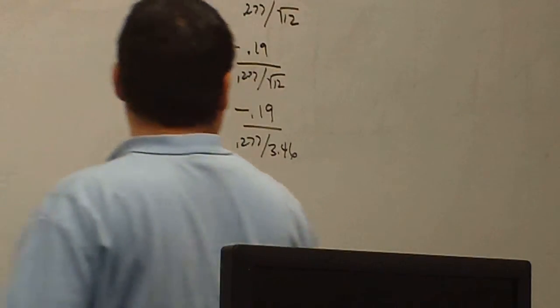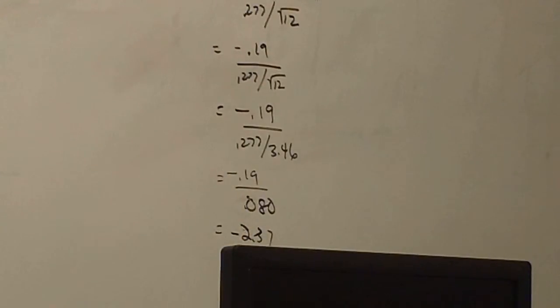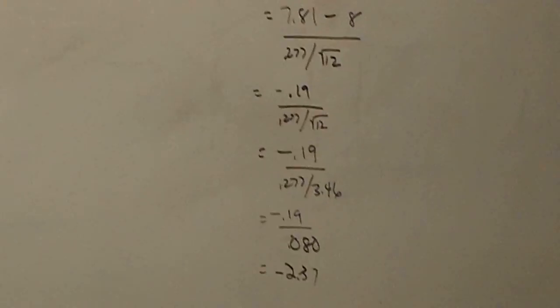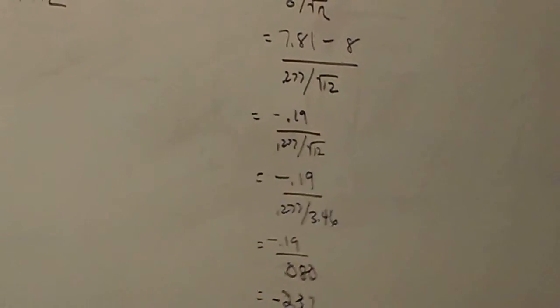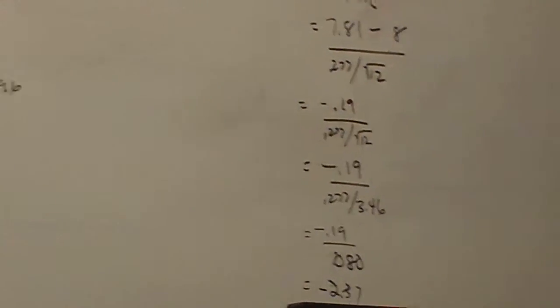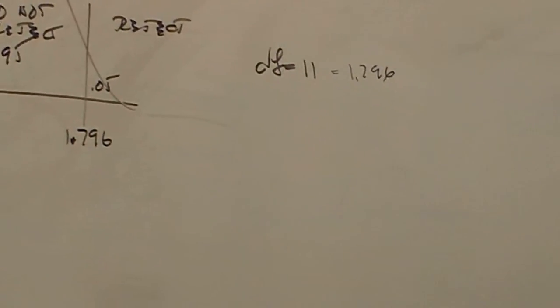So negative 2.37. And where is that? That's over here. What is this? Do not reject. This is what? Reject. Okay? Does that make sense?